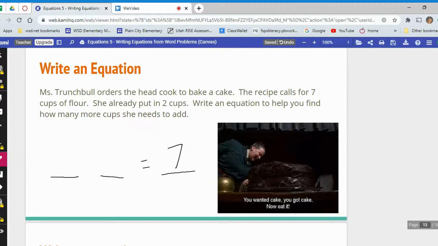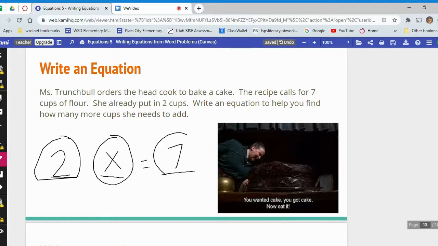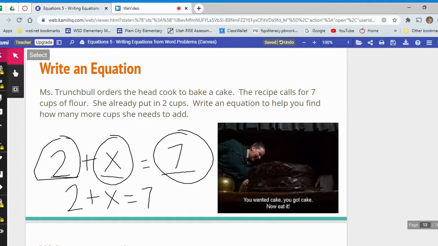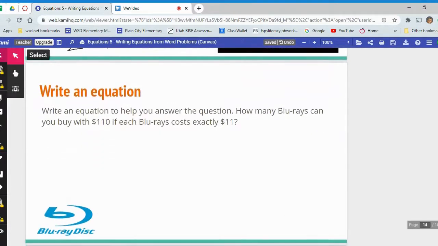Now we think about it in real life. It says she already put in 2. Write an equation to help you find out how many more cups she's going to need. So what would you do to what I have and what I need to get that total of 7? Well, real life would tell me I would add the flour I already have and the flour I need to get my total. So hopefully the equation you found was 2 plus x equals 7. All right, read through this one and try it, pause and work it out, and then press play when you're ready.